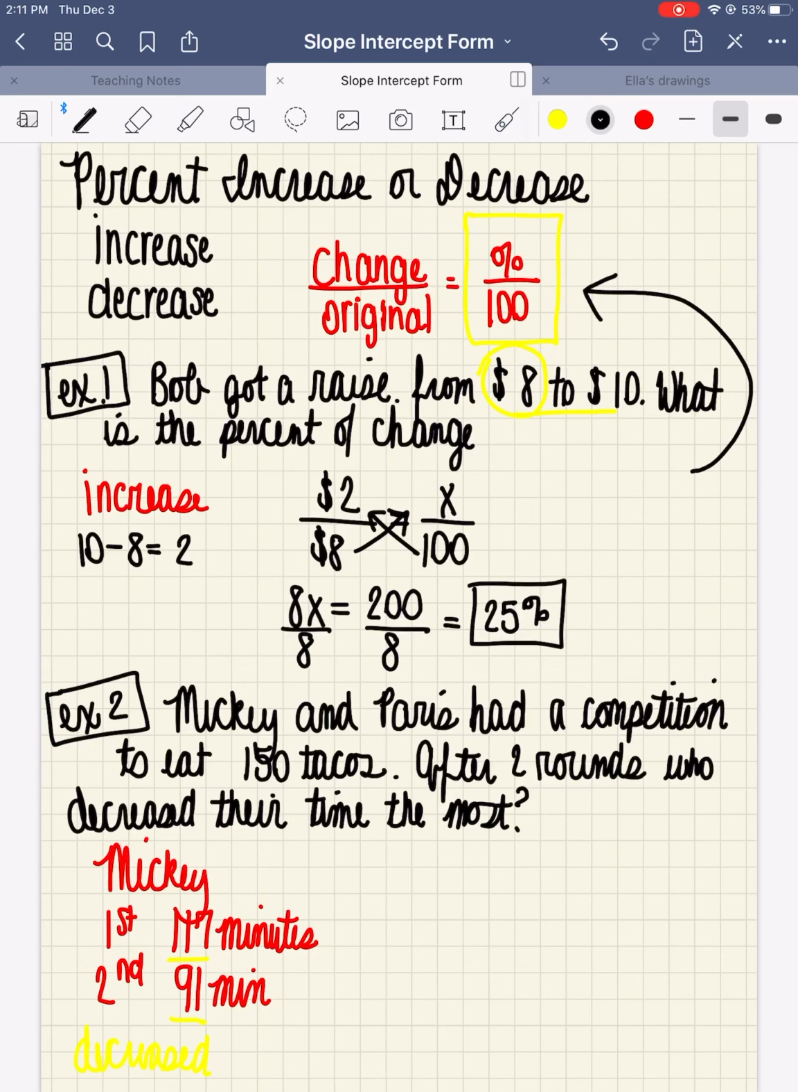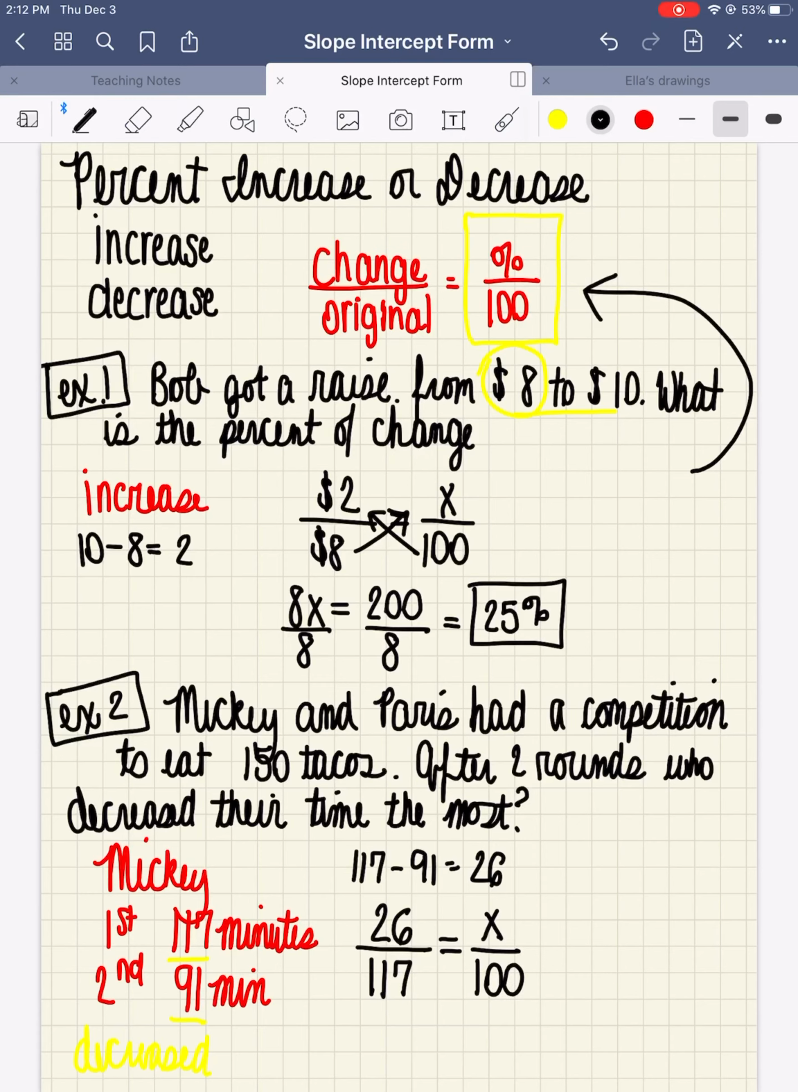What we need to first figure out is the amount of change. We're going to figure out 117 minus 91. The amount of change would be 26. So he decreased his time by 26 minutes. I need to find the original time. Most of the time your original is going to be listed first. So his original was 117 minutes. I'm looking for the percent, that's what I do not know, over 100.